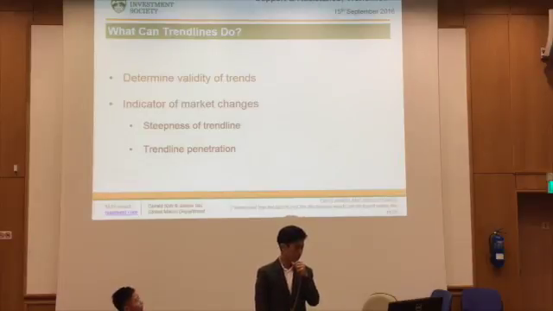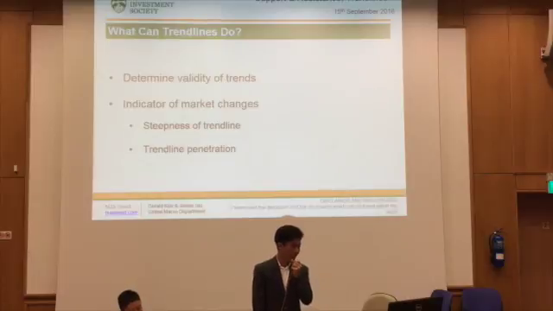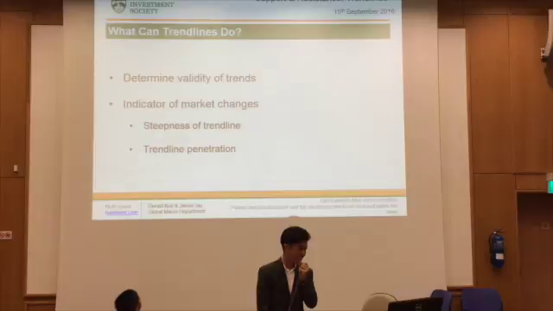When certain things happen to trends, there'll be changes in the market and trendlines indicate those changes. Of the things to look out for, you can look out for the steepness of the trendline. The steepness of the trendline can be either super steep or super flat. And then the other thing is how often the trendline gets penetrated.